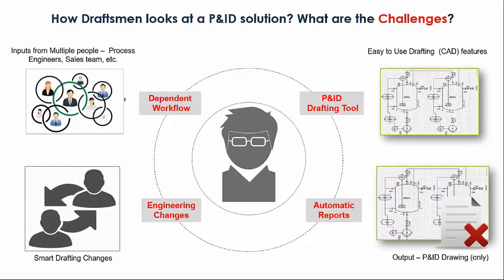There are various challenges, highlighted in red, which are faced by draftsmen. One, they work on a highly dependent workflow. There are a lot of limitations of drafting a P&ID with automatic features, lack of information extraction from P&IDs, and managing engineering changes.